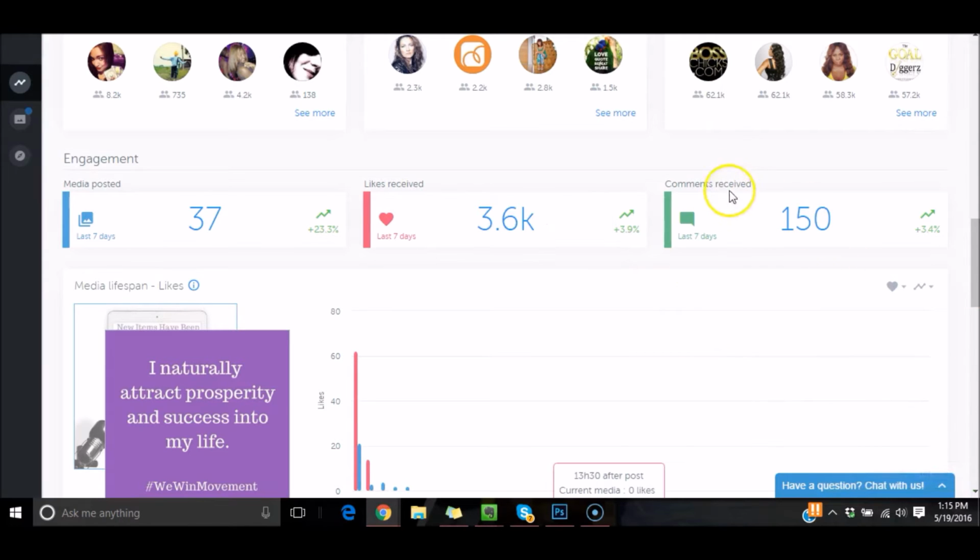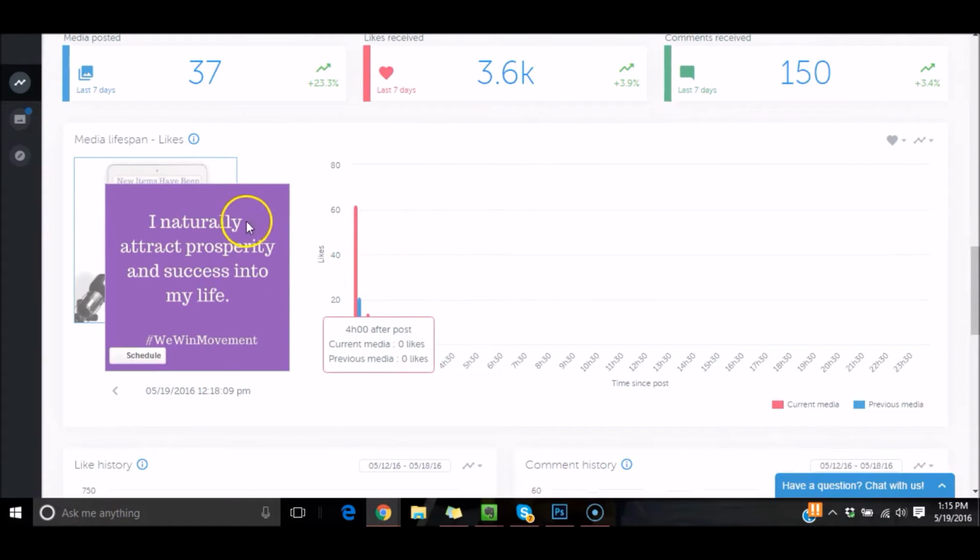And then our commenting, we went up by 3.4%. So for these past 7 days, we received 150 comments, and for the previous 7 days, we received 145. Okay. All right, so let's move on.